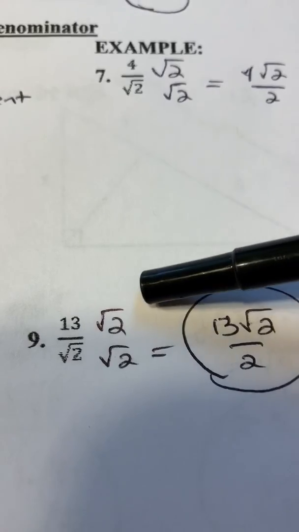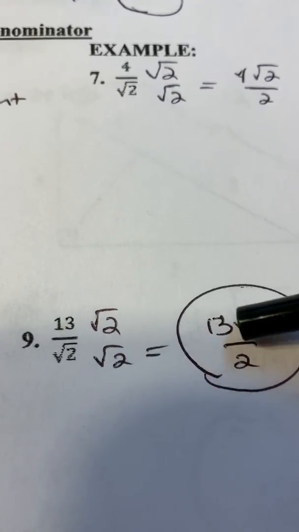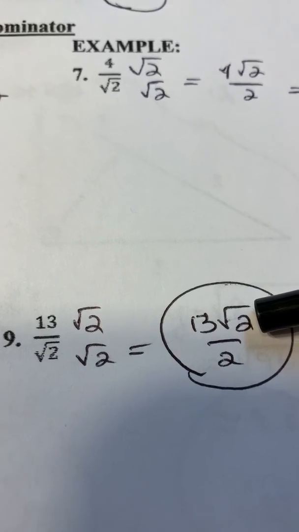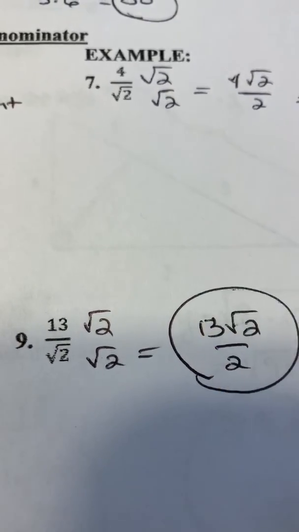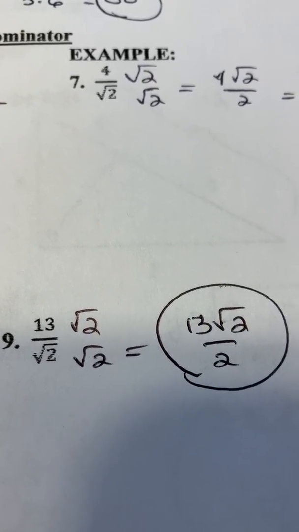Number 9, multiplying top and bottom by root 2. Gives you just a 2 on the bottom. 13 root 2 on the top. You are stuck. You cannot go any further because 13 does not divide by 2, and you certainly do not want to have decimals inside of fractions with these.